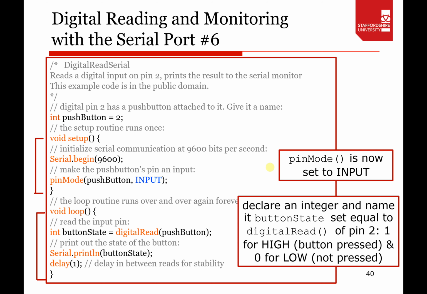So this just sets that this is set to input. We've declared our variables here. We've done our setup. Then declare an integer and name it button state. So digital read pin 2, that means. Then serial print line button state. So you don't need any inverted commas or any ands like you do in C. It's just the variable name. Nice and simple.